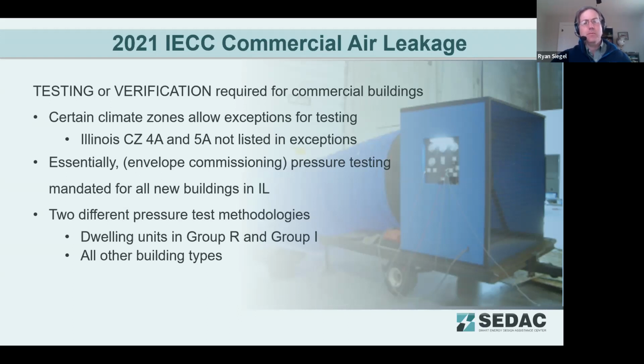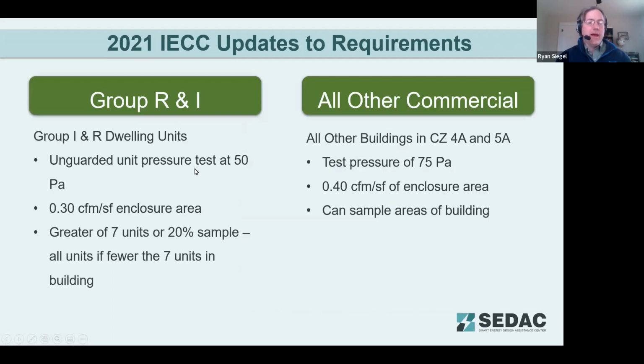So with that, looking at what the differences are. For Group I and R dwelling units, we're going to use something very similar to the residential style. We're going to do unguarded pressure testing at 50 pascals, and again, using that 0.3 CFM per square foot of enclosure area. Again, it's very, very similar, and they're trying to mirror the residential small individual dwelling unit testing with the commercial buildings that may include residential units in them.